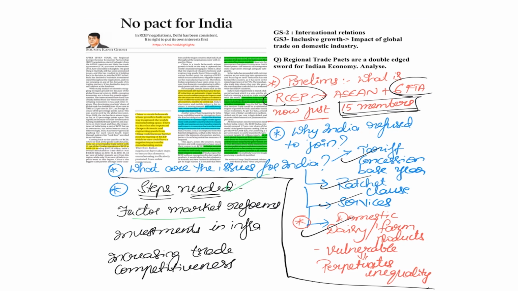The first one is market reforms, and specifically factor market reforms. What are factor market reforms? Reforms in the sectors of land, labor and capital, easing out all the inefficiencies in the system. Secondly, you have to carry out investments in infrastructure. And thirdly, you have to focus on measures that will increase the trade competitiveness of our country. Globalization is just a tool. Whether it induces prosperity or augments inequality depends completely on how we utilize it. In this context, try to answer this question.